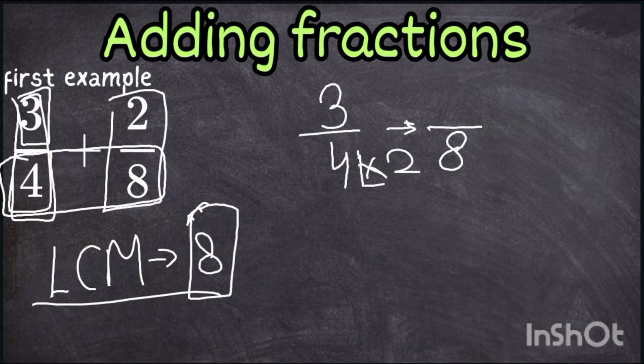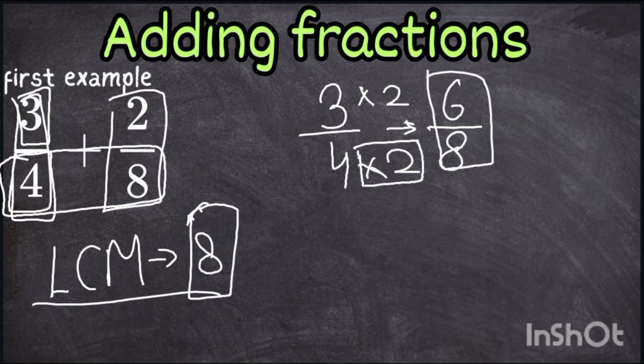If we multiply 4 by 2, we get 8. Whatever we multiply in the denominator, we need to multiply in the numerator. So 3 multiplied by 2 gives 6. It means 3/4 is converted to 6/8. Now the equation we have is 6/8 plus 2/8.